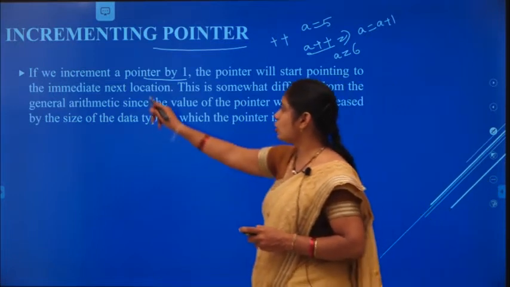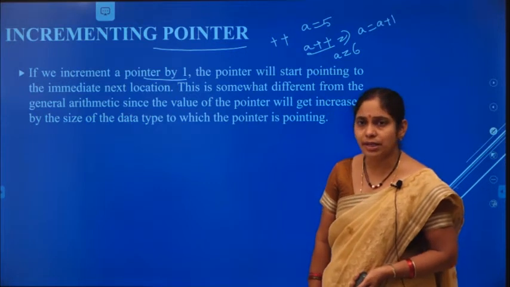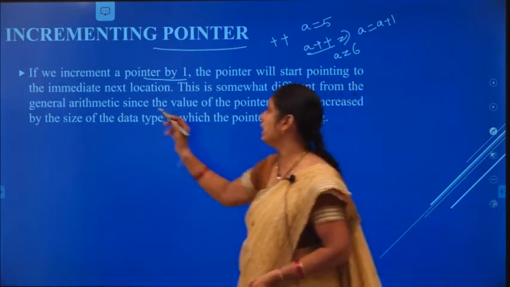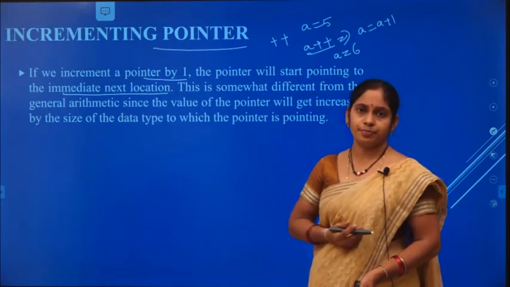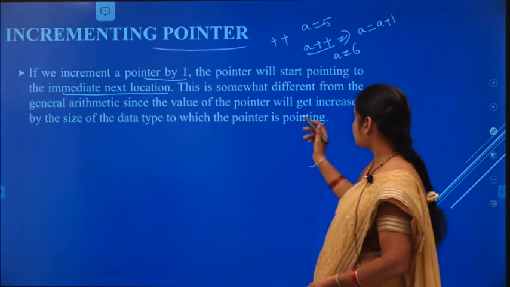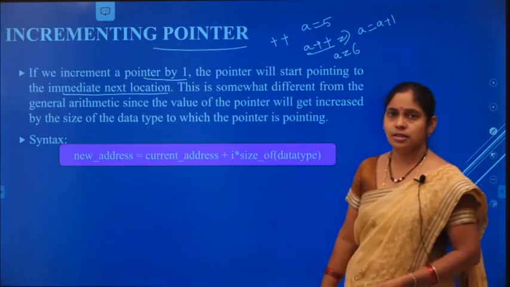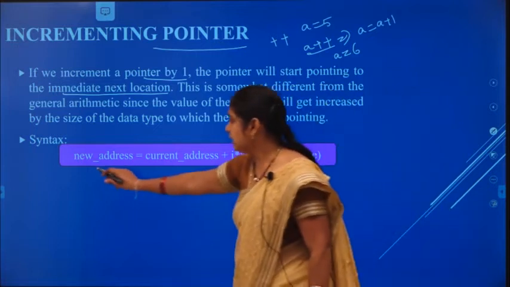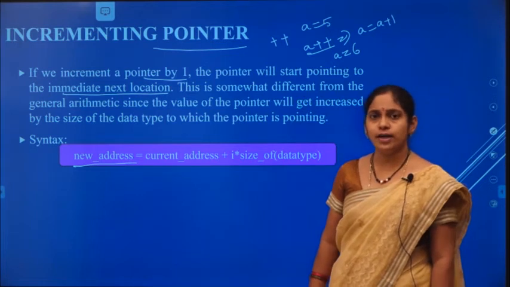Similarly here, an increment operation on the pointer means it will be incremented by 1, meaning it immediately moves to the next location. Right? This is the syntax to perform pointer increment. Here it generates a new address. Why does it generate a new address?